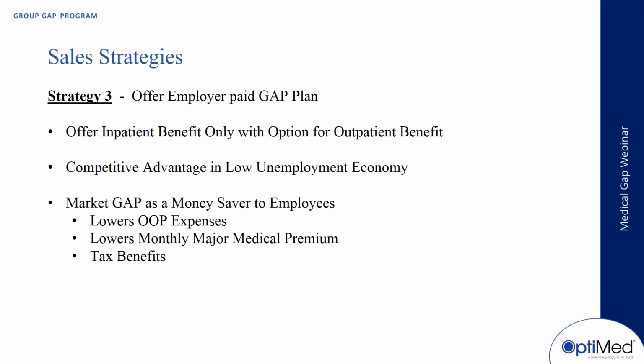Now, normally what we mean by that is doing one of two things. Normally it means doing a base buy-up, meaning that the employer will select, for example, an inpatient only plan, because we don't have to have outpatient benefits. So let's say it's an inpatient benefit of $1,000. That's going to be relatively inexpensive compared to a $5,000, $2,500 plan that has outpatient benefits, I should say. And the reason being is that's where the exposure is in the outpatient benefit for the carrier.